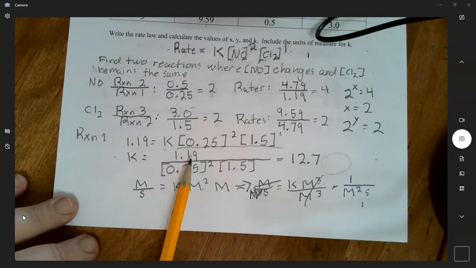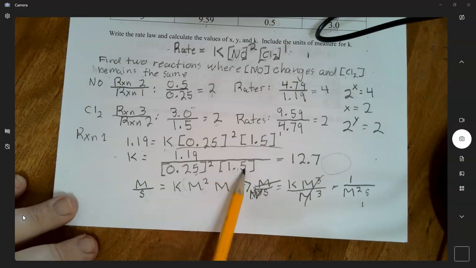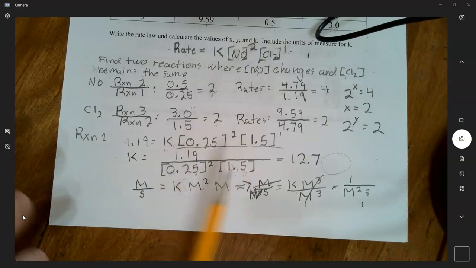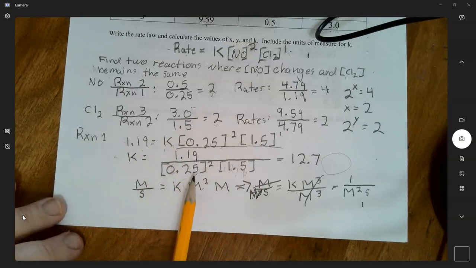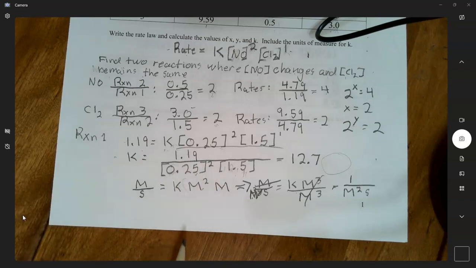Remember, when you do this, it's 1.19 divided by 0.25 squared divided by 1.5. Don't multiply these two together. If you do that, then multiply them together, come up with a single number, and then divide 1.19 over that single number. But if you're going to keep them separate, this divided by this, and this divided by this. So anyway, let me go back to say what I said.